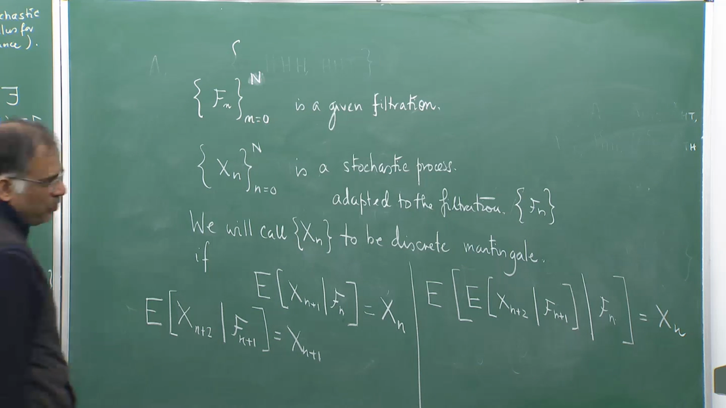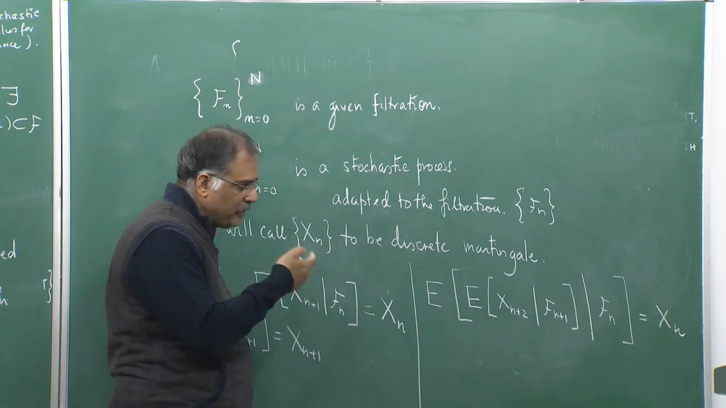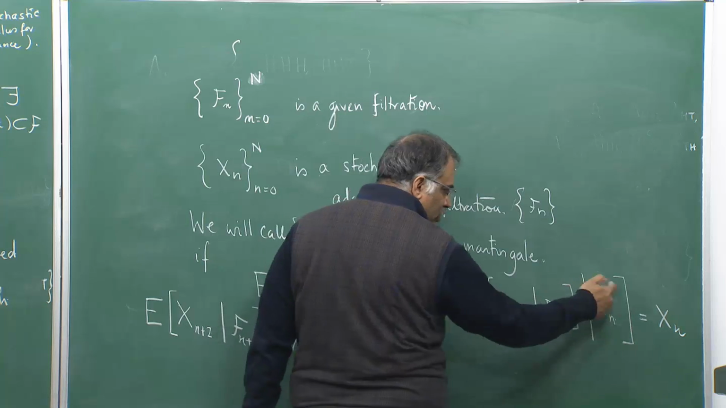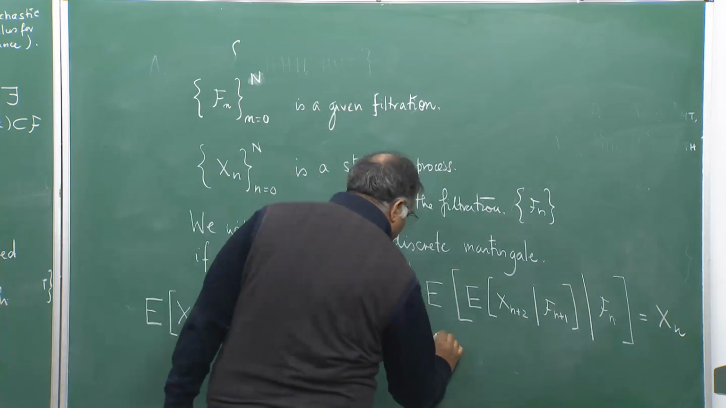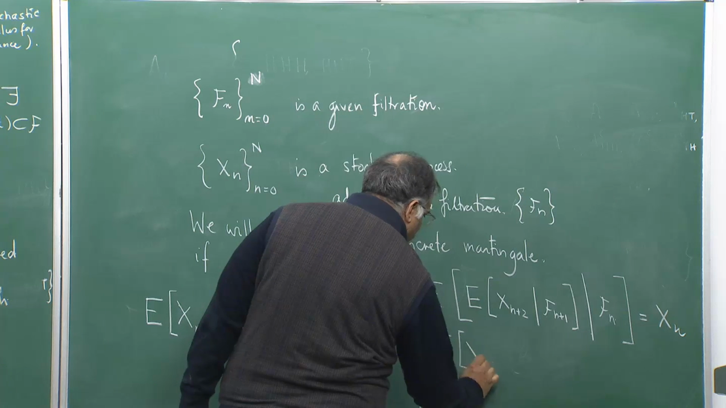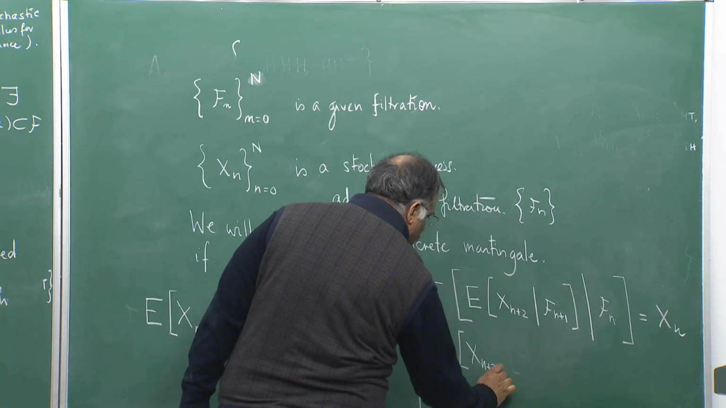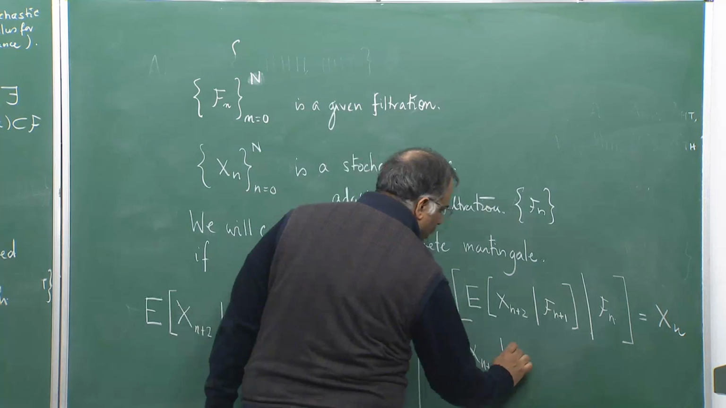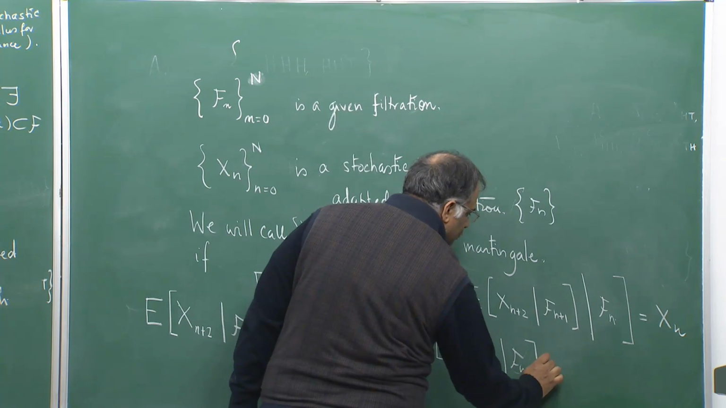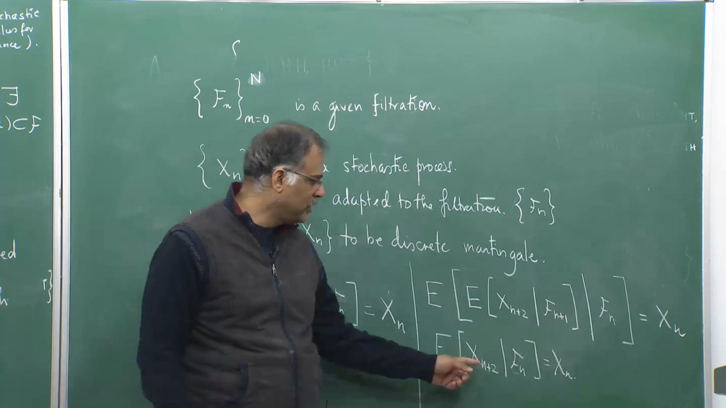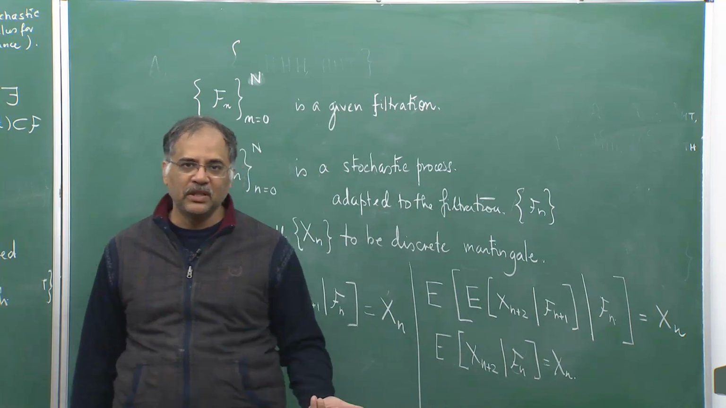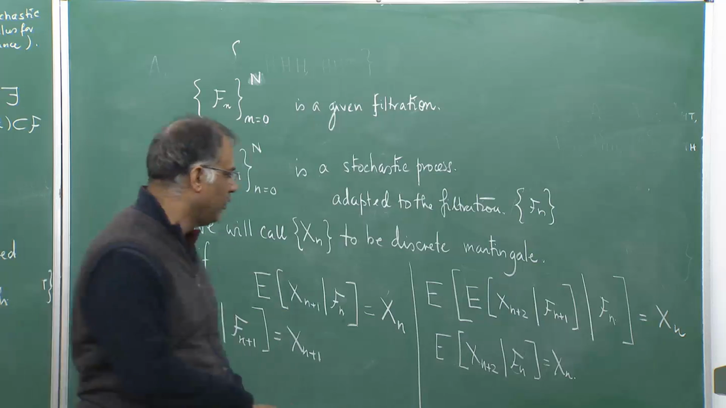then by using the Tower law of conditional expectation, because f n plus 1 is a larger sigma algebra than f n, I can write this is nothing but the conditional expectation of x n plus 2 conditioned on f n. So, it does not matter whether it is now n plus 2 or n plus 5 or n plus 6. So, this is an application of the Tower law.